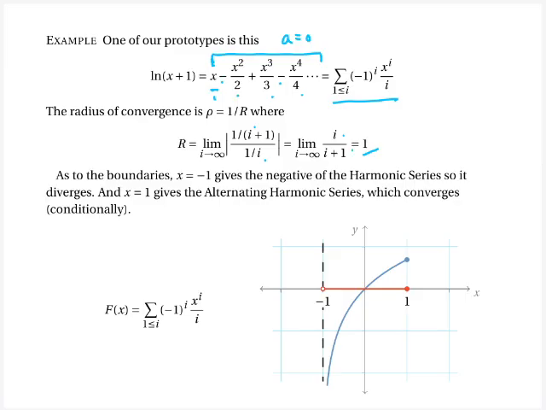At x equals -1, we get the negative of the harmonic series, so it diverges. At x equals 1, we get the alternating harmonic series, so it converges. Okay, so here's the interval on which the infinite series makes sense. For x's outside of that interval, it simply doesn't make sense. It diverges. But inside of that interval, the expression makes perfectly good sense.